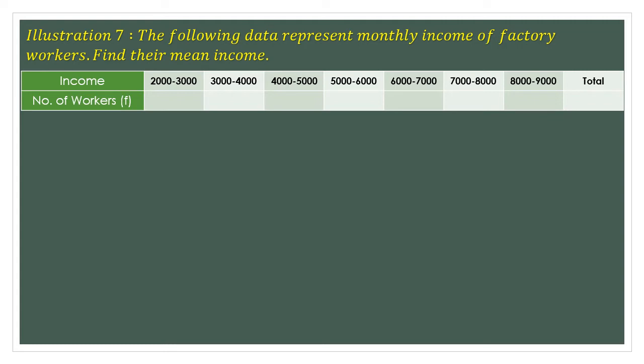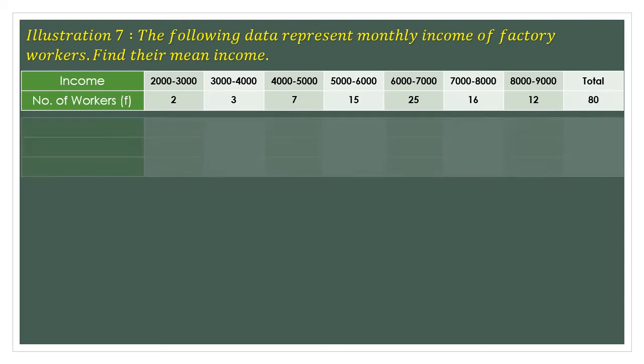As you can see, the classes are all equal. All of the classes have been equally distributed. So we will use the shortcut method. This is the frequency given in the question. I am just writing down the data here as it is.